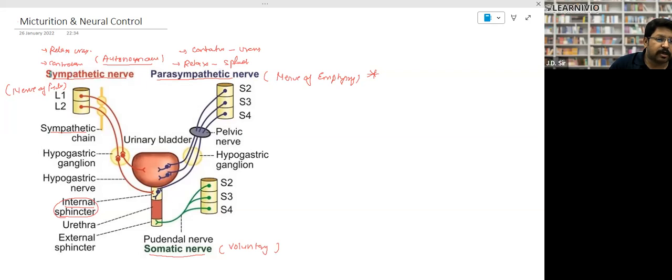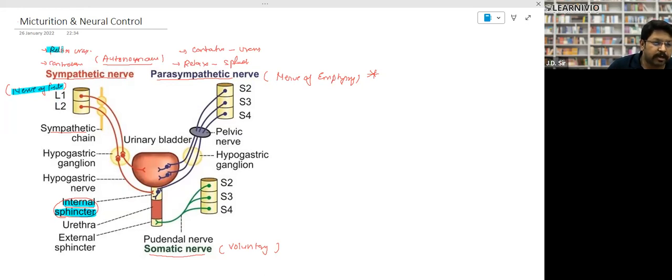This is called the nerve of filling, right? Why? Because this is responsible for filling the urine. So what will it control? Look, it controls the internal sphincter. It is responsible for closing of the internal sphincter, right?